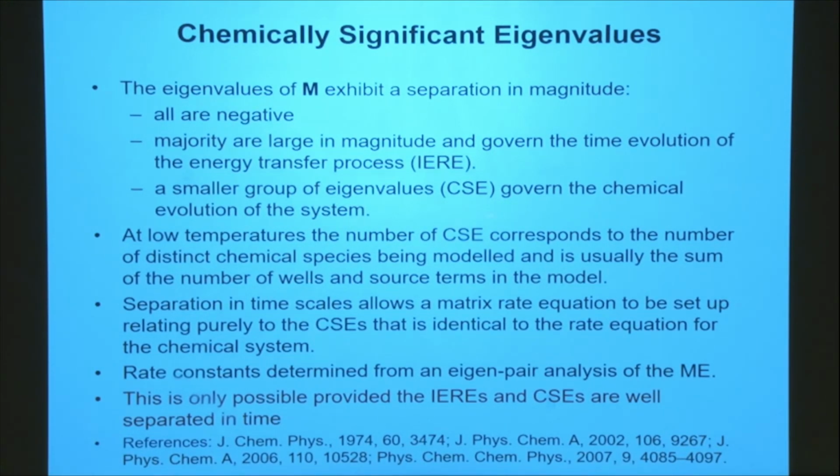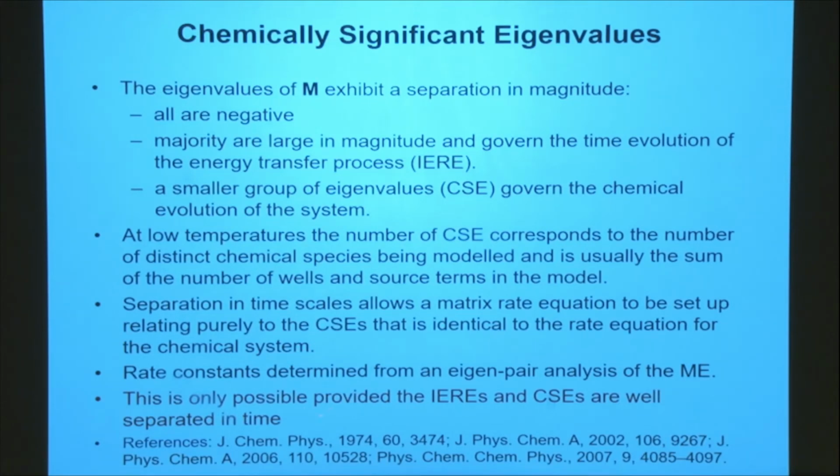So the number of chemically significant eigenvalues should correspond to the number of distinct chemical species being modelled. And it's usually the sum of the number of wells and source terms in the model. So if you remember from yesterday, our species are defined as sitting down in these wells, and obviously, we've got source terms from the reactants in the model as well. So if we get this nice separation of timescales, then we can basically set up our matrix equation and just look at the smallest negative eigenvalues, which are related to these chemically significant eigenvalues, to determine our rate constant for the chemical system.